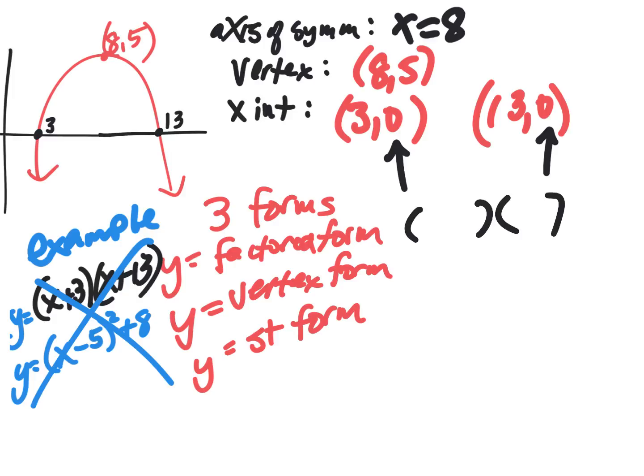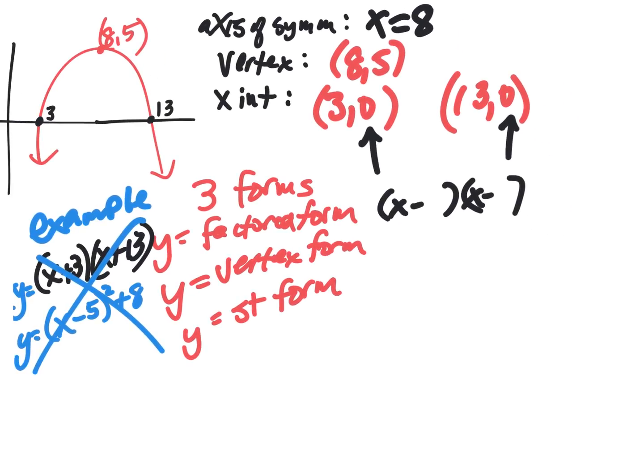Row 3, person 4, in the back. Start with an x minus, and then an x minus, and then sometimes you have to change it to plus. But these have to do with the x-intercepts. Is it x minus 3? Yep. And x minus 3? That's it. There's the equation in factored form.